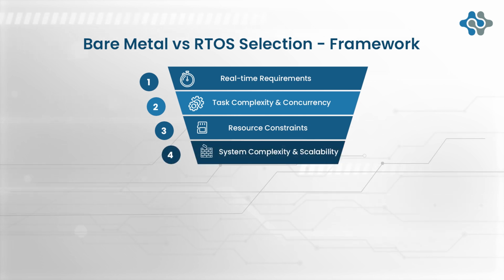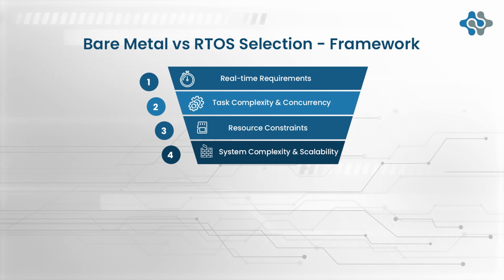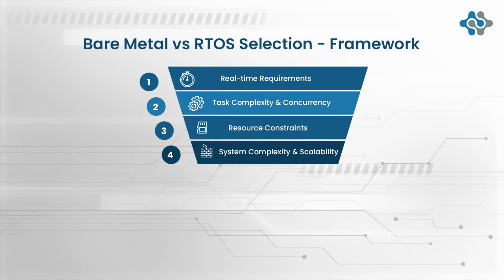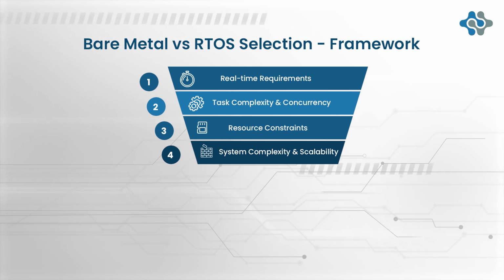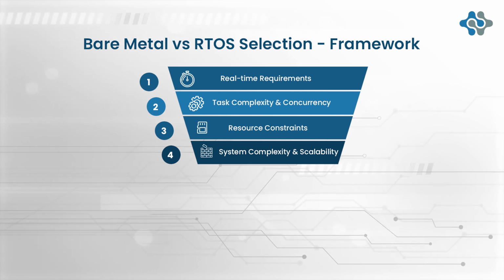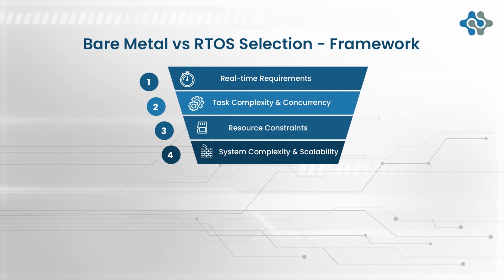Fourth criteria, system complexity and scalability. Is this a one-off simple device, or is it part of a larger product family that will grow in features? Is the software likely to become more complex over time? RTOS-based systems are inherently more modular and easier to scale by adding new tasks. Refactoring a complex bare metal system later is often much harder.